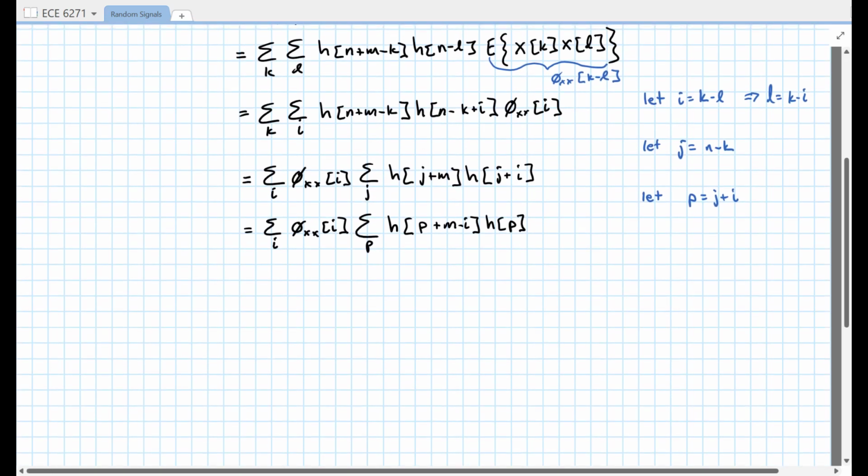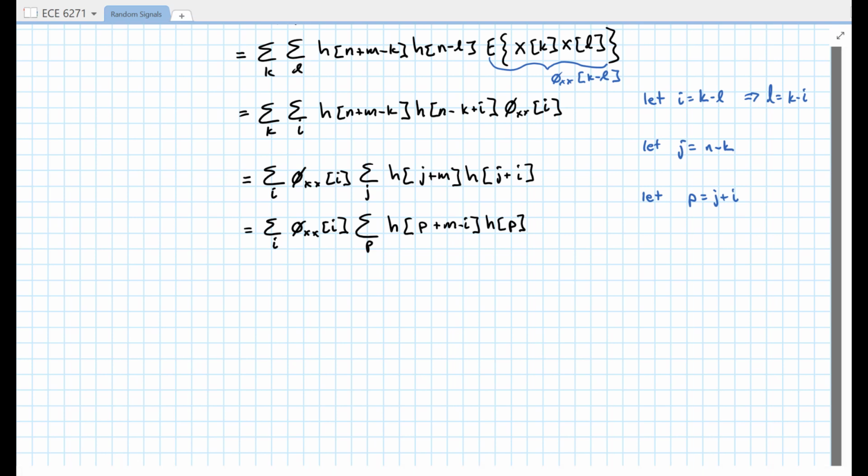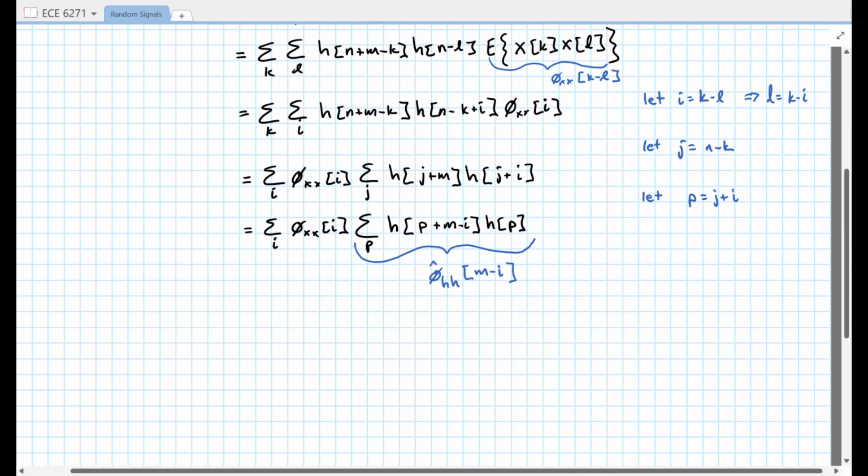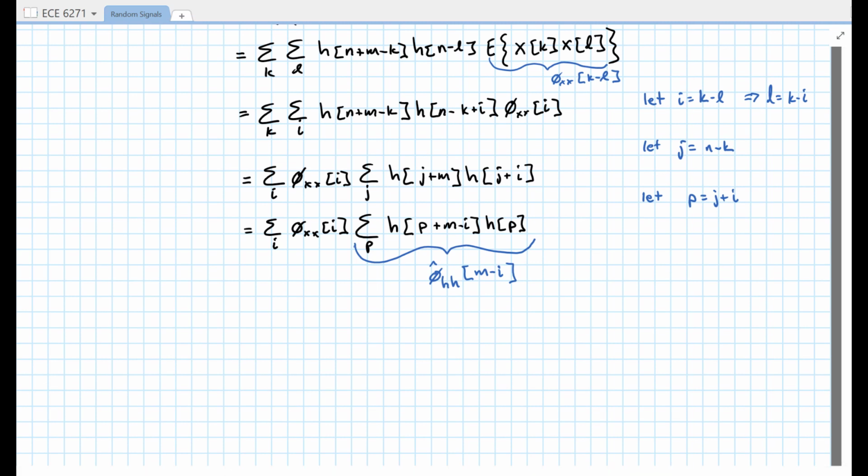So what would it be if it was a convolution? It would have been h of m minus i minus p instead of p plus this. Or, in other words, this is going to end up being a convolution of h[-n] with h[n], except we've got our i minus m there instead. But we're actually going to give this a name. We're going to call this function the deterministic autocorrelation of h. And in this case, it has an argument of m minus i. So that looks a lot like what we did when we approximated autocorrelation functions using sample statistics.